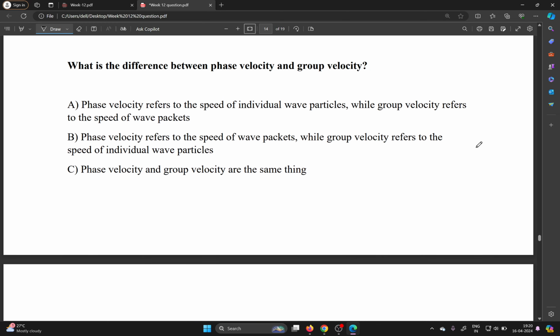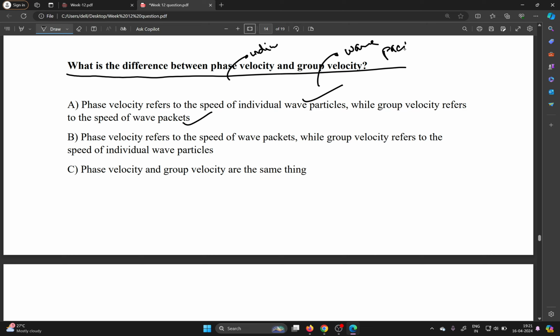Now the next question is, what is the difference between phase velocity and the group velocity? So phase velocity refers to the speed of individual wave particle. Phase velocity is related to individual wave particle, while the group velocity refers to the speed of wave packet. So group means wave packet, remember, and here is the individual particle of wave.